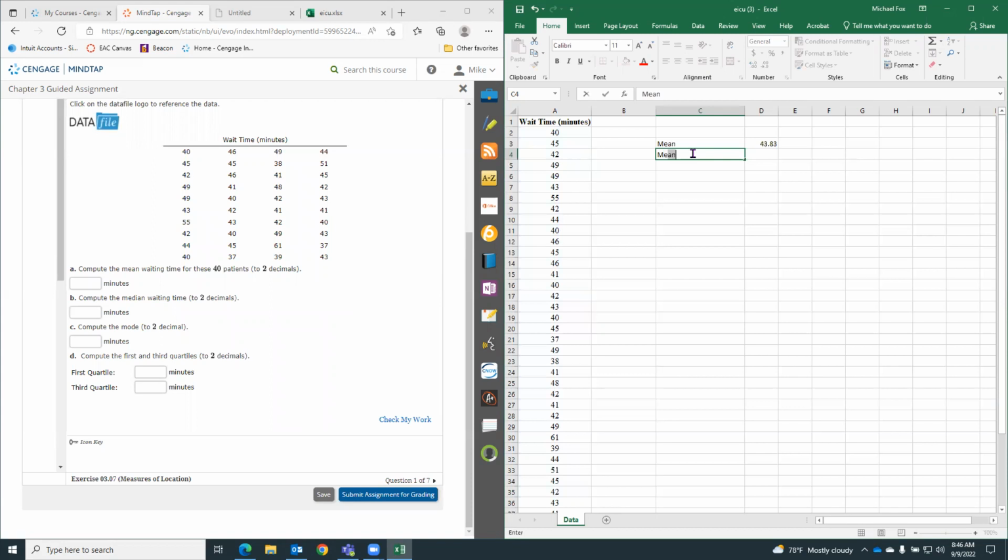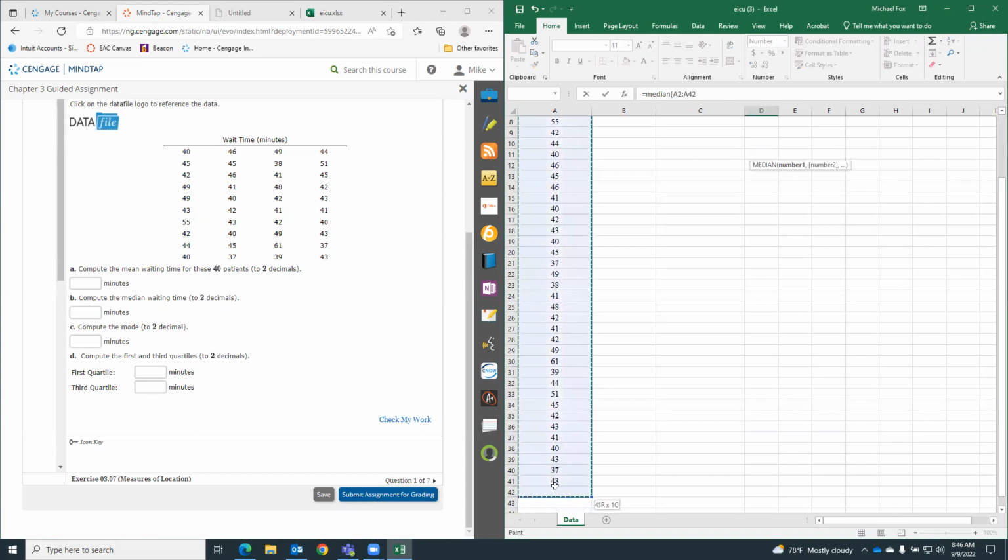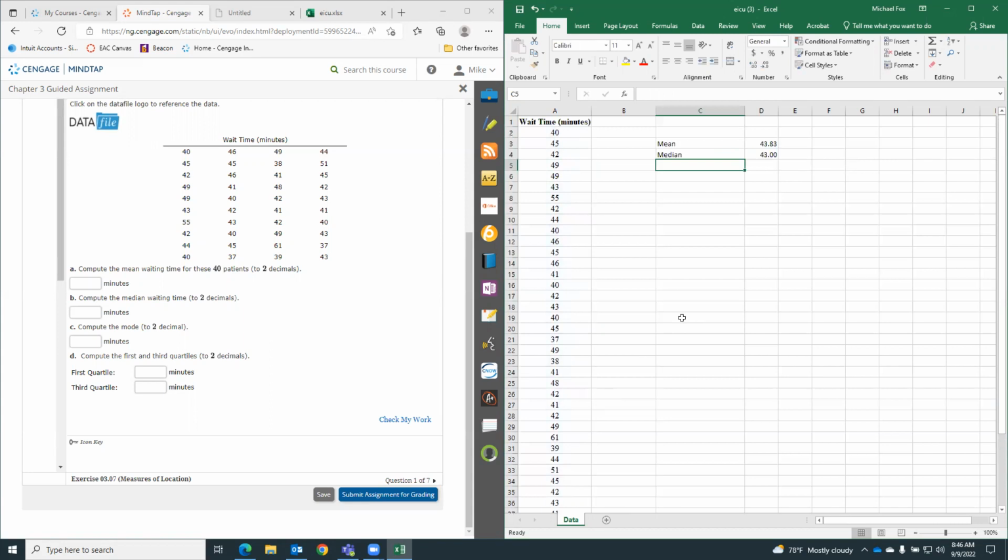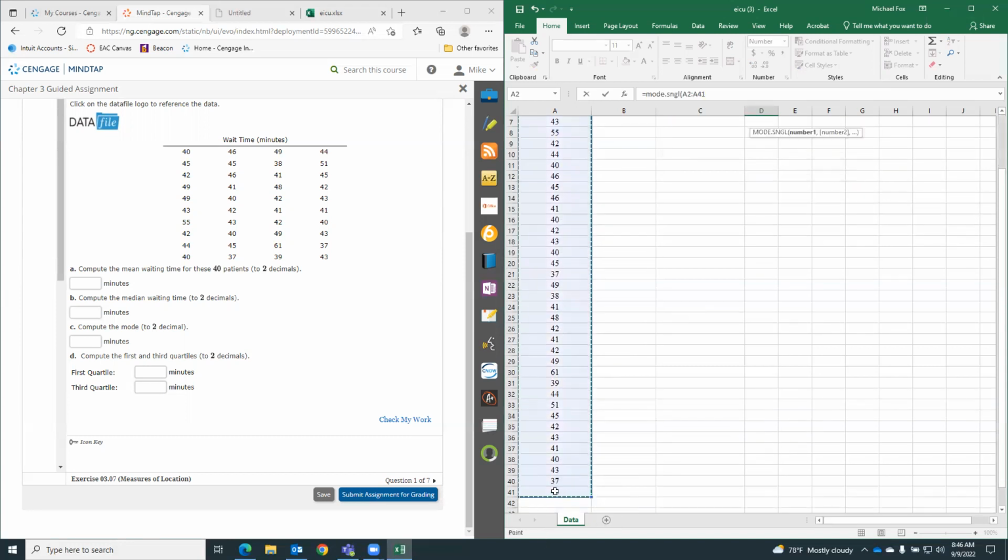Next is the median wait time, so you will do equals median, an open parenthesis, highlight your data set, close the parenthesis, which I think you don't even have to really close. It assumes you will, but I do anyway, because I'm used to it. And then the mode. We're going to use equals MODE.SNGL, to find a single mode. The problem with that is if there's more than one mode, it doesn't always return it correctly. But for this data set, we're good.